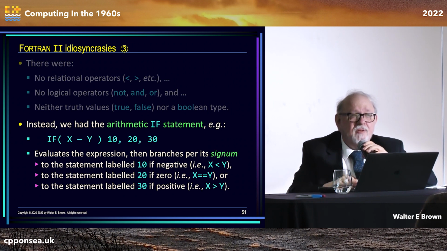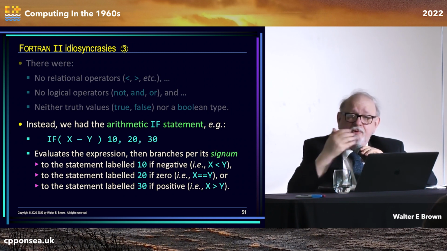So if the result was negative, we would go to whatever statement was labeled 10 in this case. If it was exactly 0, we'd go to 20. If it was greater than 0, we would go to 30.